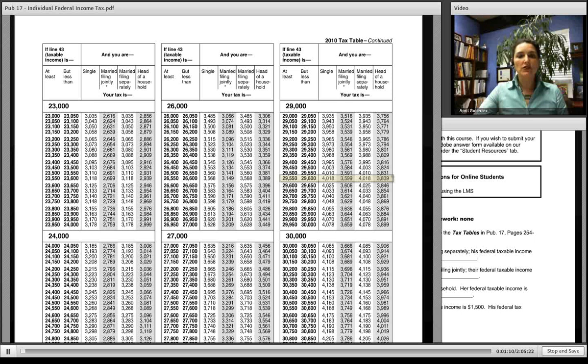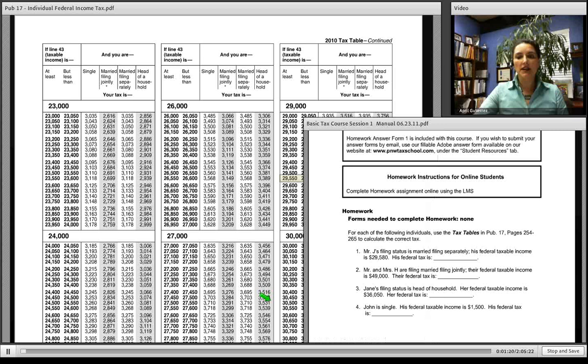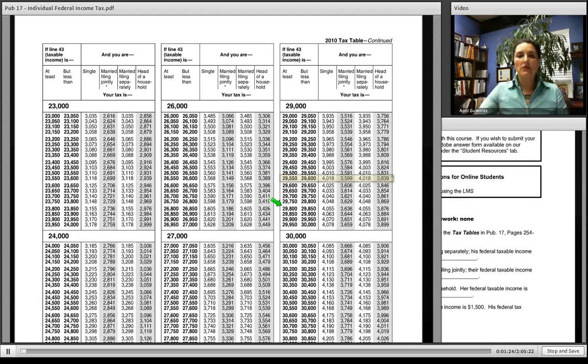Going over to the tax tables, we would find the column that reads $29,550 through $29,600 because $29,580 is in that range. We then look for the filing status, which is married filing separately. If you read up here, married filing separately, we follow it down, and that means the correct answer to question number 1 is $4,018.